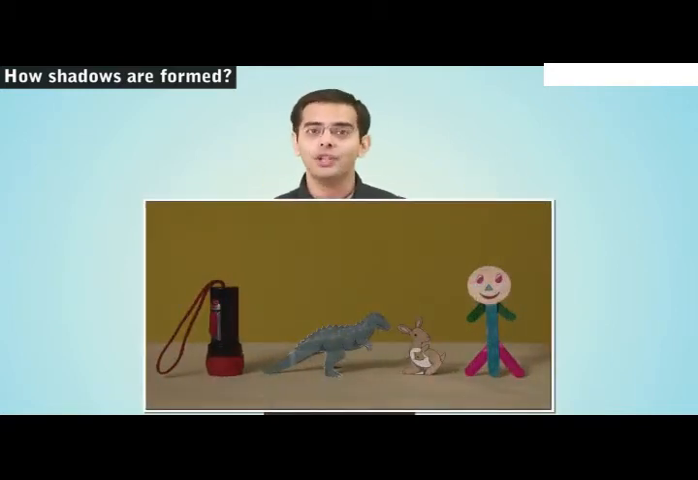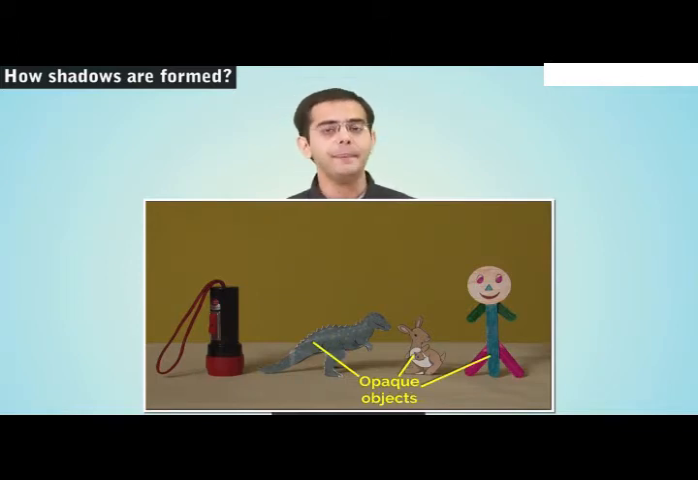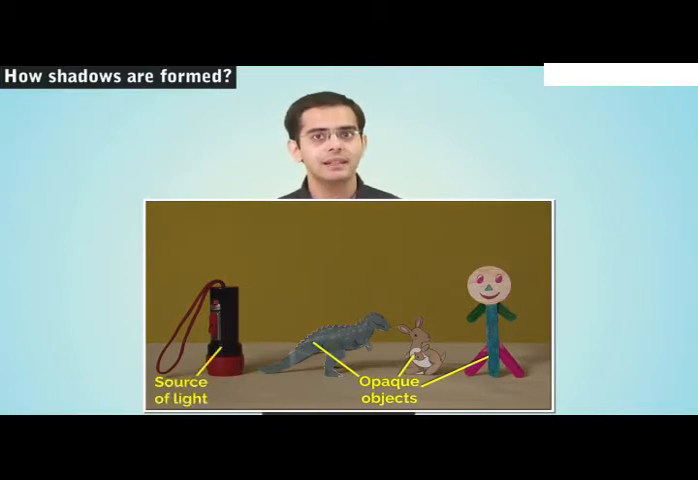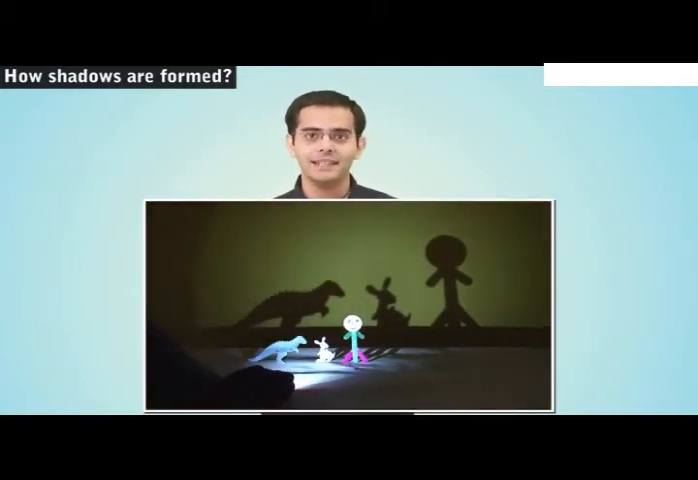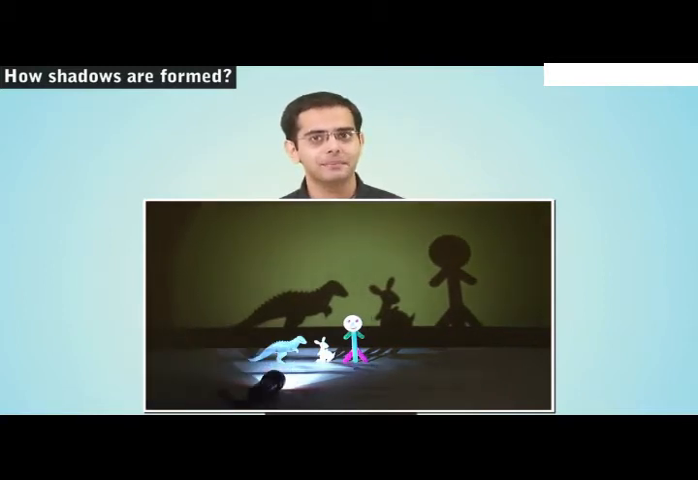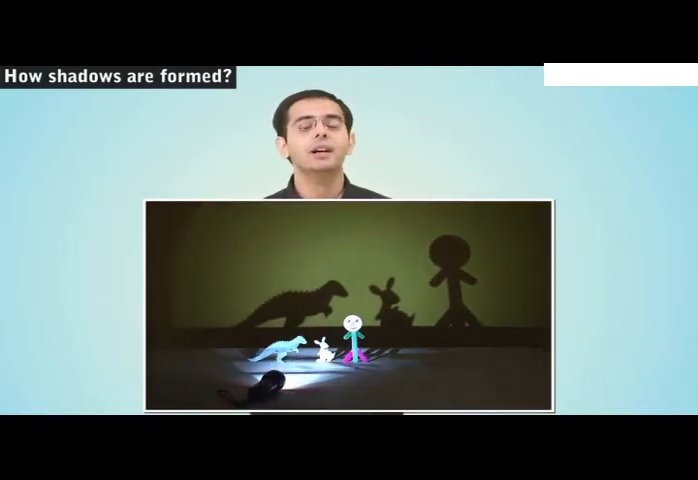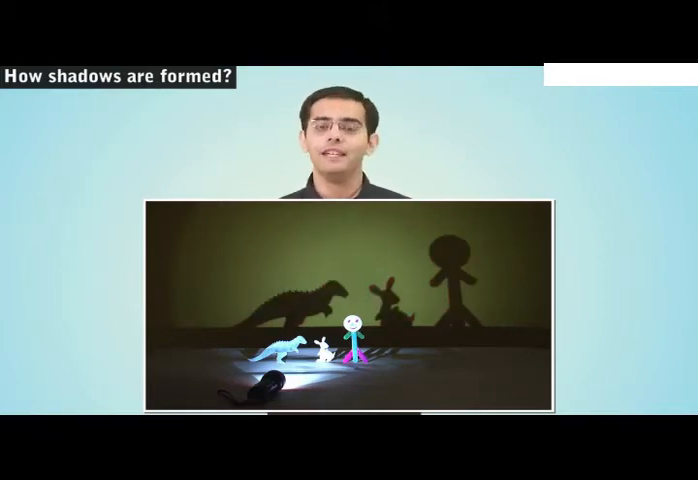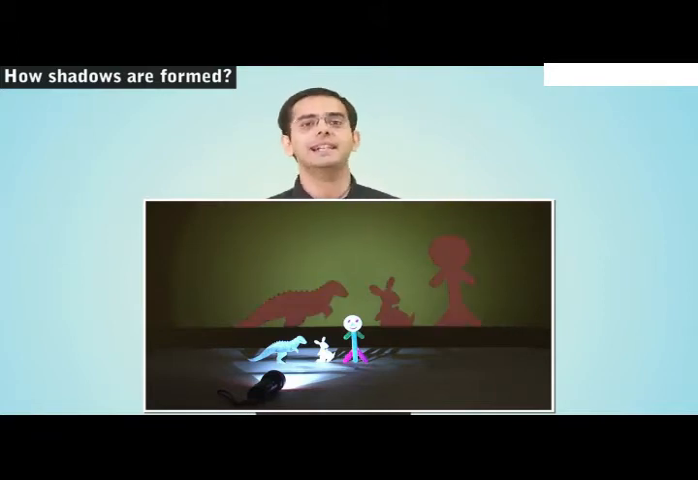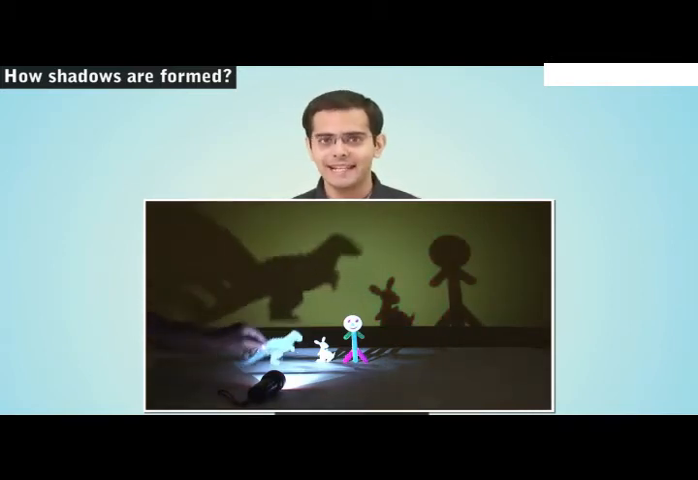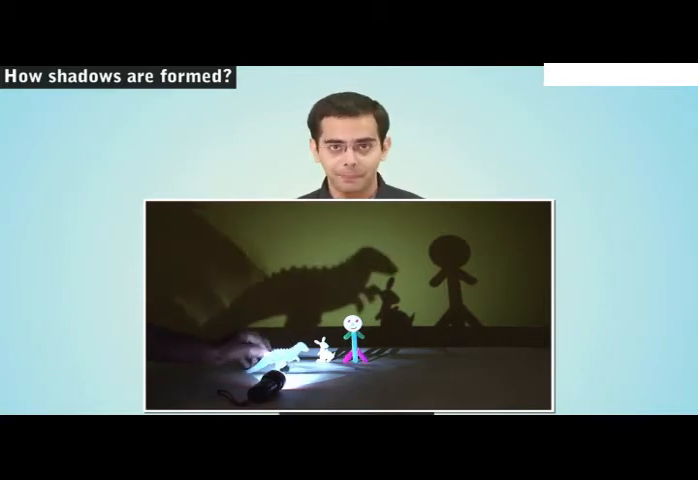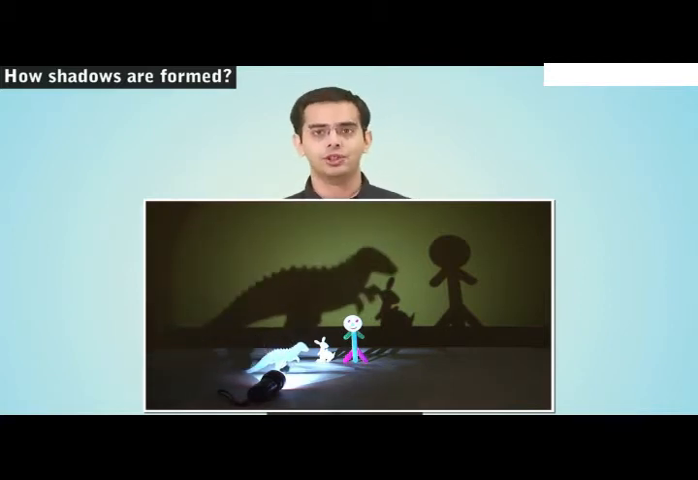So here we've got three opaque objects of different shape and size. And then we have a torch, which is the source of light, and a screen. Now, when we switch on the torch and hold it in front of the objects, what do we observe on the screen? Yes, we observe a clearly defined shadow of each object right there on the screen. Now my question to you is, what happens to the size and shape of the shadows when we bring the objects near to the torch?